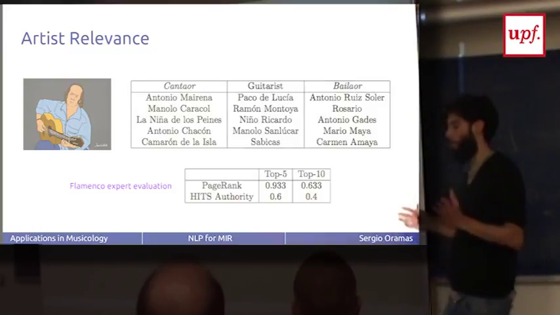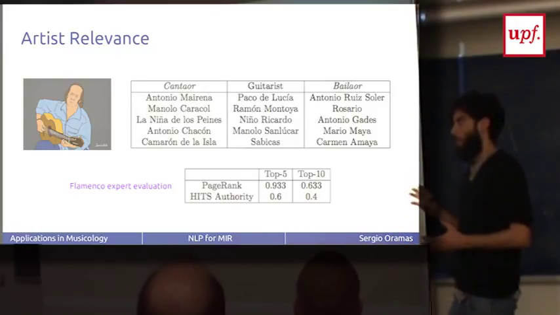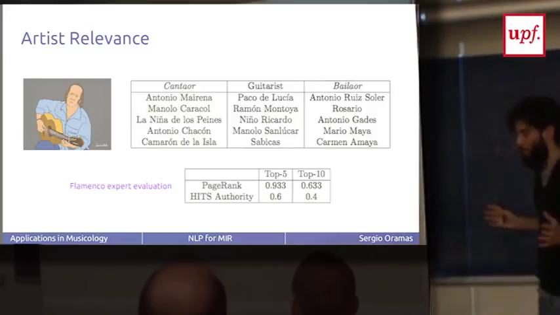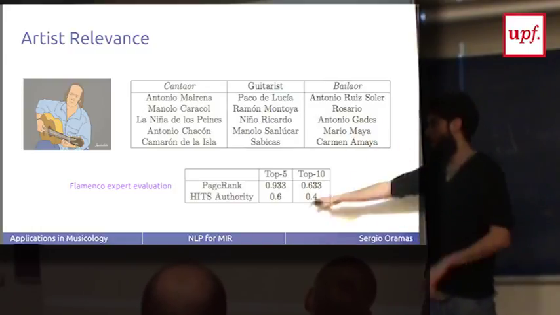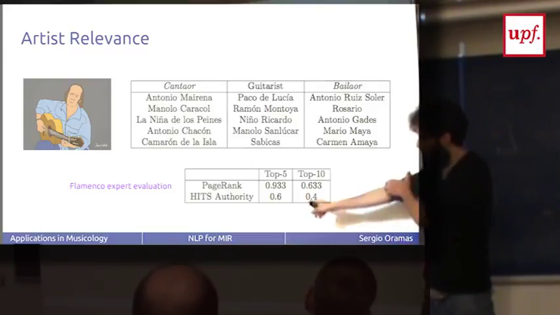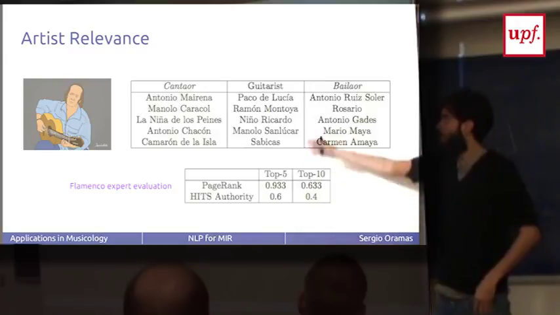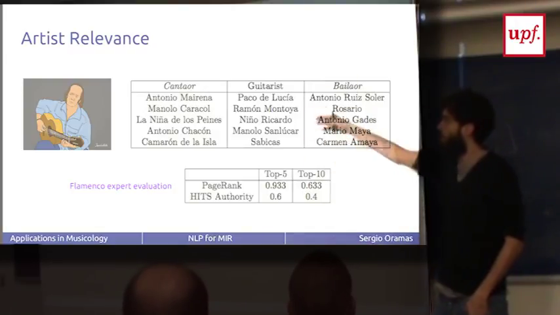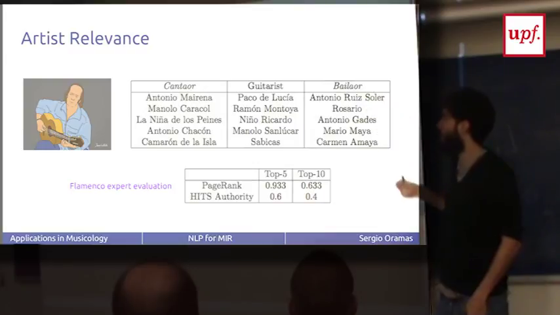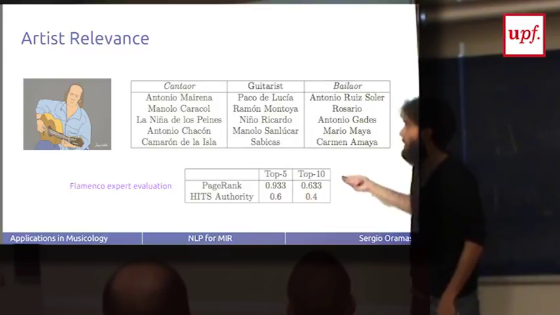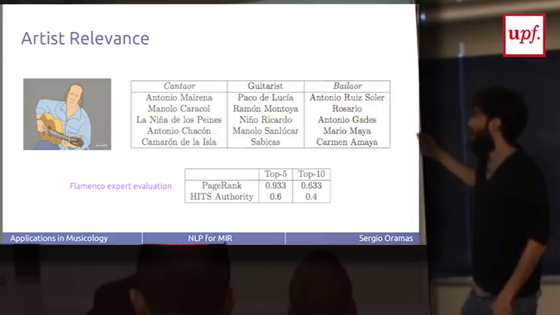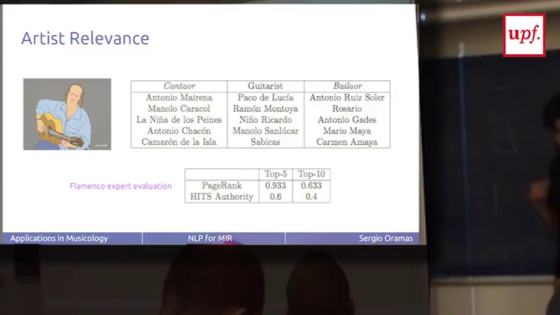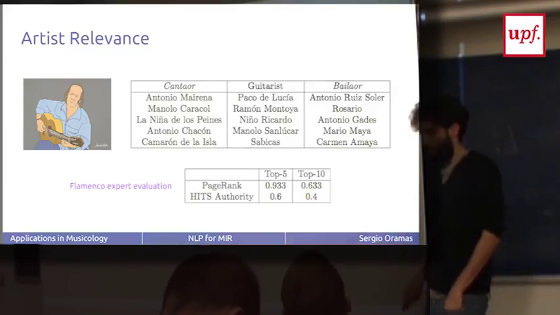He said, oh, it's very difficult to have a unique list of artists. But okay, I will elaborate a list of 10 artists that might be in a list of top 10. So he made this list, and we ran the algorithm also, and we compared them. In the top 5, we got very high precision with PageRank. So this is the list that PageRank gives us as the most relevant singers, guitarists, and bailarines, dancers. And it makes a lot of sense, really. Some mythical singers, guitarists, Paco de Lucía, Ricardo, dancers also. So it means that the idea of applying PageRank over this works.